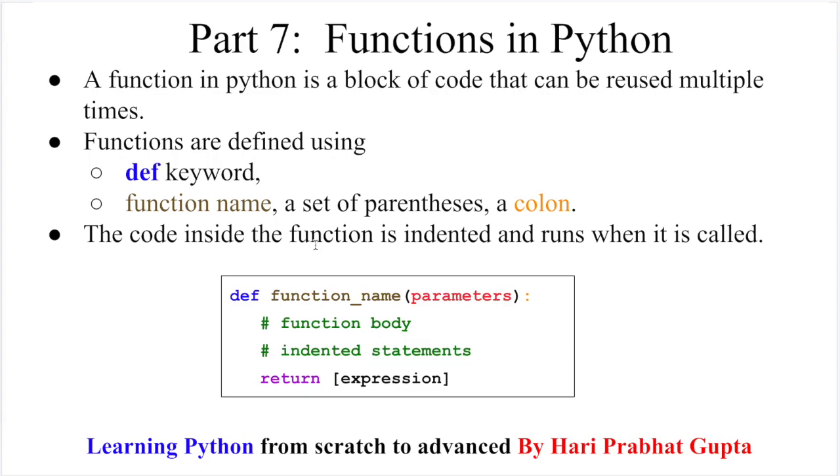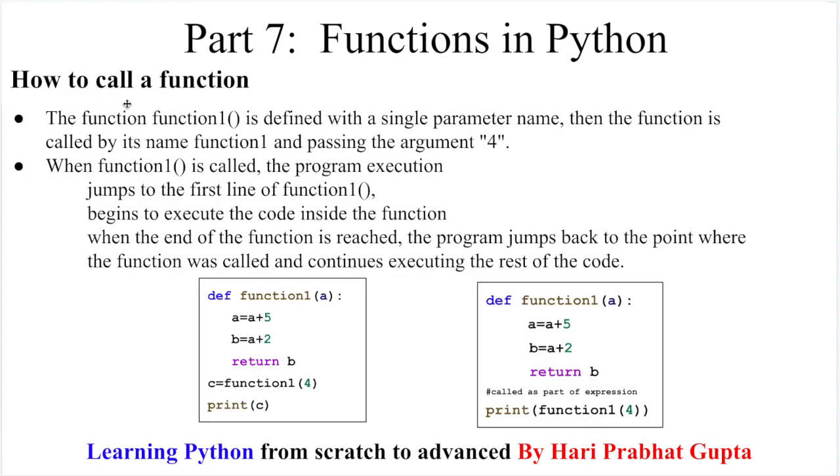Functions are a way to organize and structure code, making it more readable and reusable. They also help to break down complex problems into smaller and simpler parts. So this is the syntax of a function: the keyword, function name, parameters, the body with whatever code is there, and they return the values. Now we see how to call a function with the help of this example.